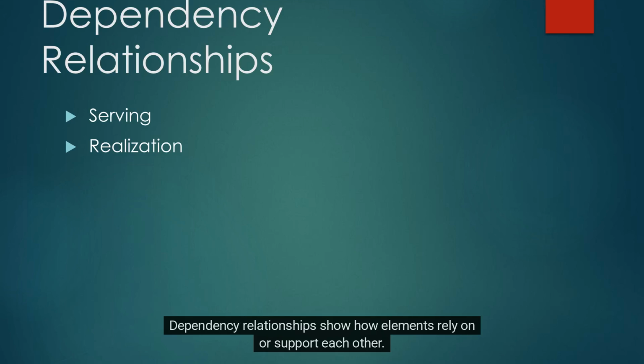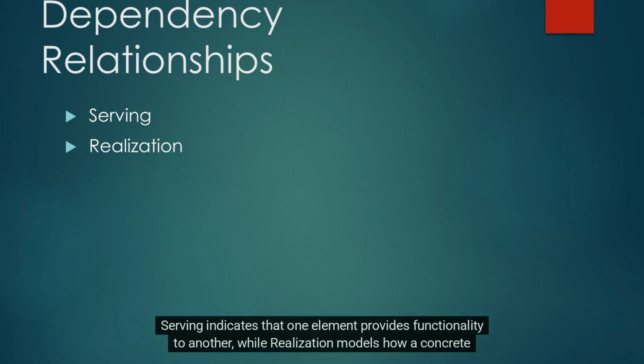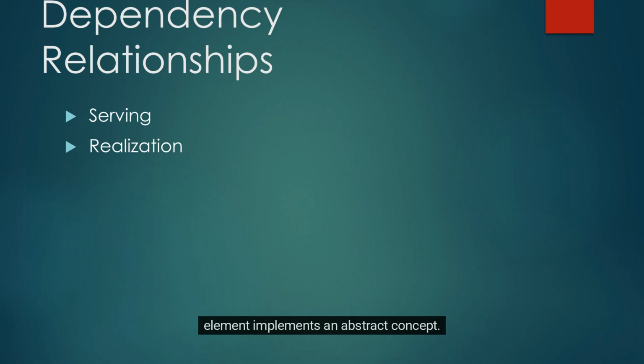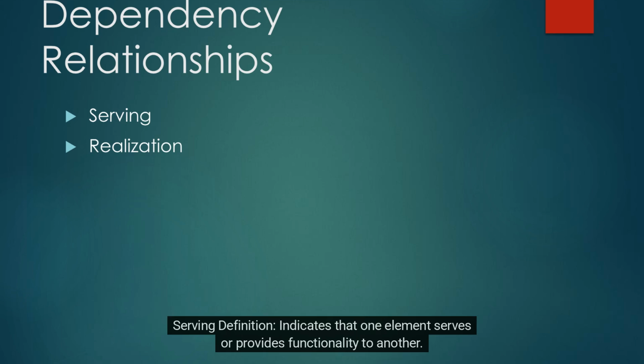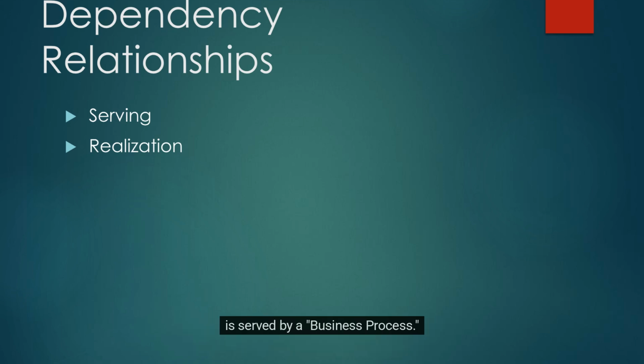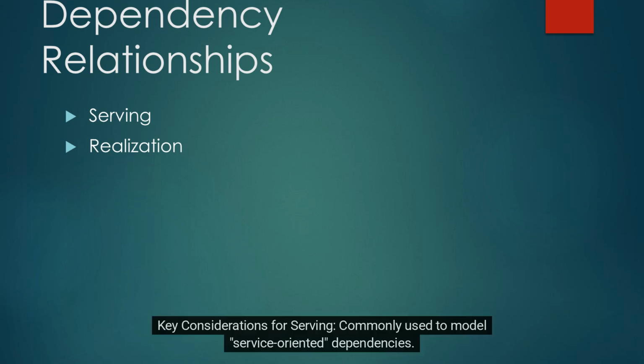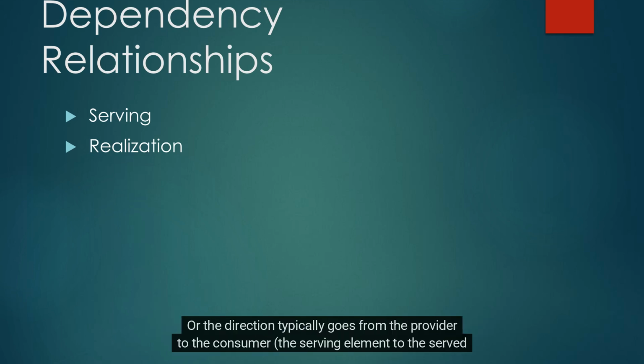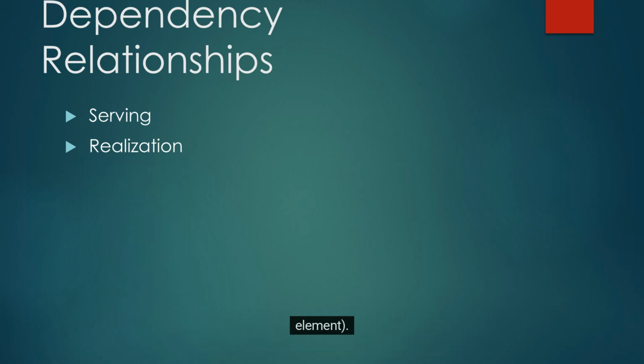Dependency relationships show how elements rely on or support each other. Serving indicates that one element provides functionality to another, while realization models how a concrete element implements an abstract concept. Serving definition: indicates that one element serves or provides functionality to another. Serving example: an application component serves an application service, or a business service is served by a business process. Key considerations for serving: commonly used to model service-oriented dependencies, where the direction typically goes from the provider to the consumer, the serving element to the served element.